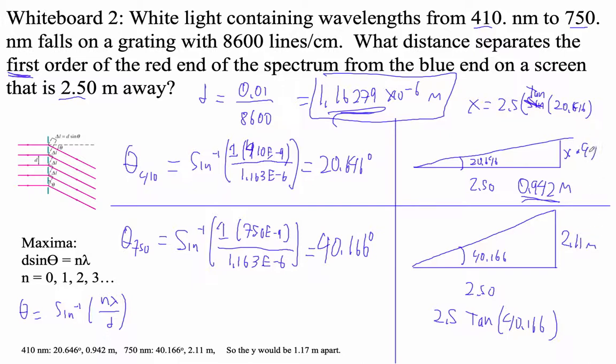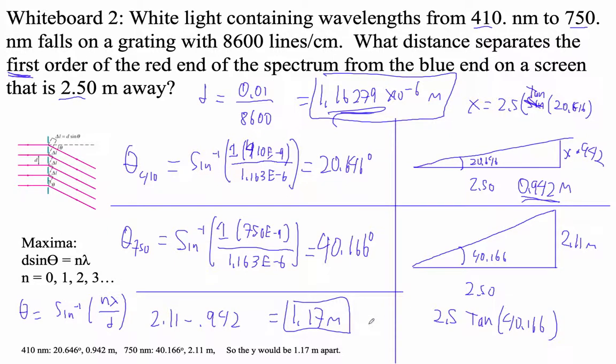This is 0.942, right? So the final thing is we must subtract: 2.11 minus 0.942. I'm just using the values in my calculator. That's 1.17 meters apart on the screen. So the one thing will be here, the one thing will be there, and we would have 1.17 meters between them. This would be where the blue light is, and this would be where the red light is. Okay? The red is going to be on the outside of the spectrum.